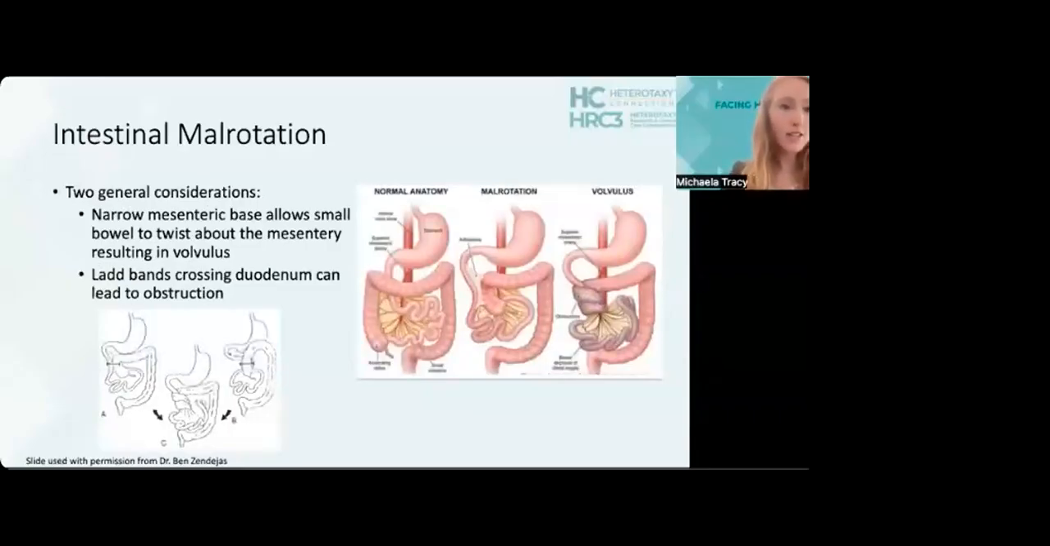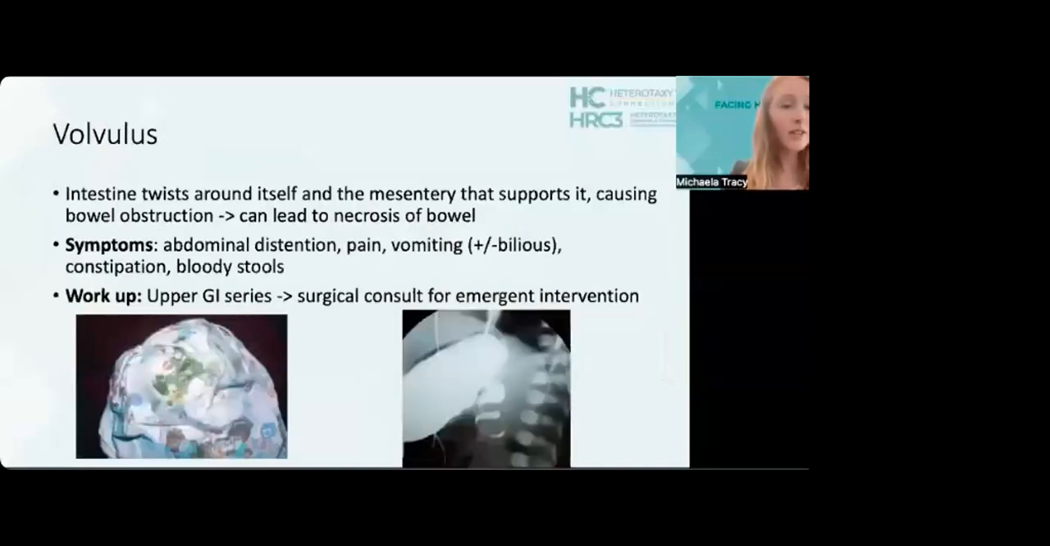The first thing is that instead of having this nice long ligament of Treitz where the mesentery is nicely fanned out, you have a very narrow mesenteric base, which makes it very easy for the intestine to twist among itself, and that is called volvulus, which we see depicted here. The other problem to think about is that you have Ladd's bands crossing the duodenum, like we saw in the prior picture, that can lead to obstruction. So what is volvulus? Volvulus is the fancy term for intestines twisting around itself and the mesentery that supports it, which causes a bowel obstruction.